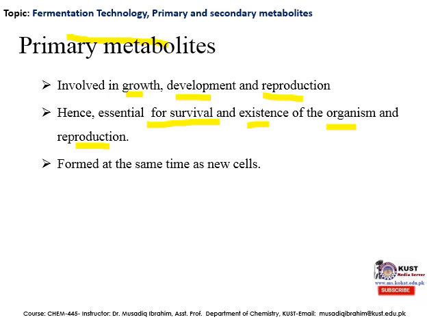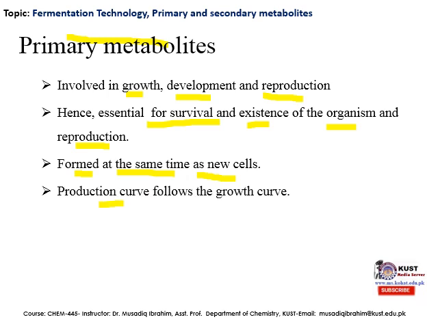Now these primary metabolites are formed at the same time as the new cells are forming by the process of exponential growth, which we have discussed in the previous growth curve slides. The production curve follows the growth curve. So it means that the production of the primary metabolites is happening at the same time as the growth curve of the microbial cells is taking place.